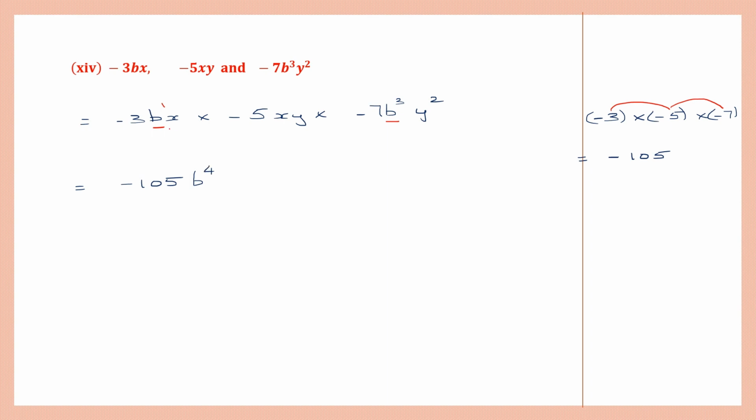The next one is x. So here we have x to the power of 1. Here we have one more x to the power of 1. In the third term, we don't have an x. So that will be x to the power of 1 plus 1, which is x to the power of 2.